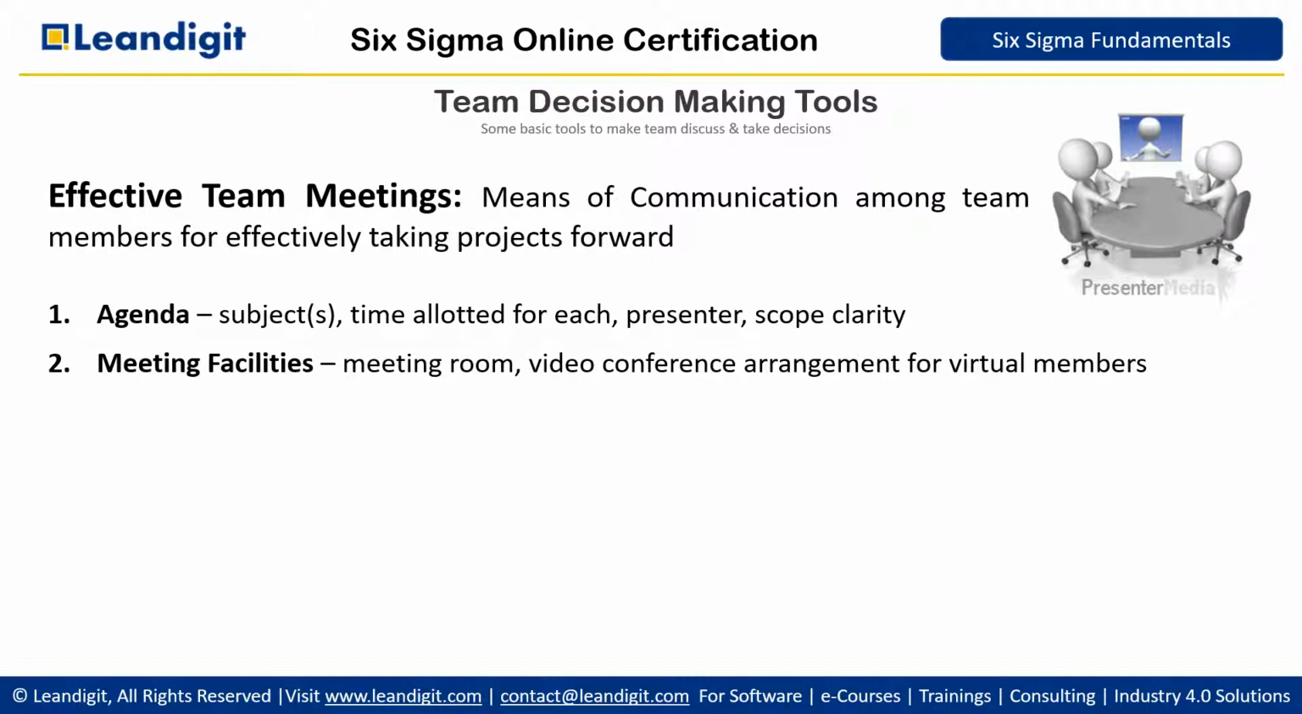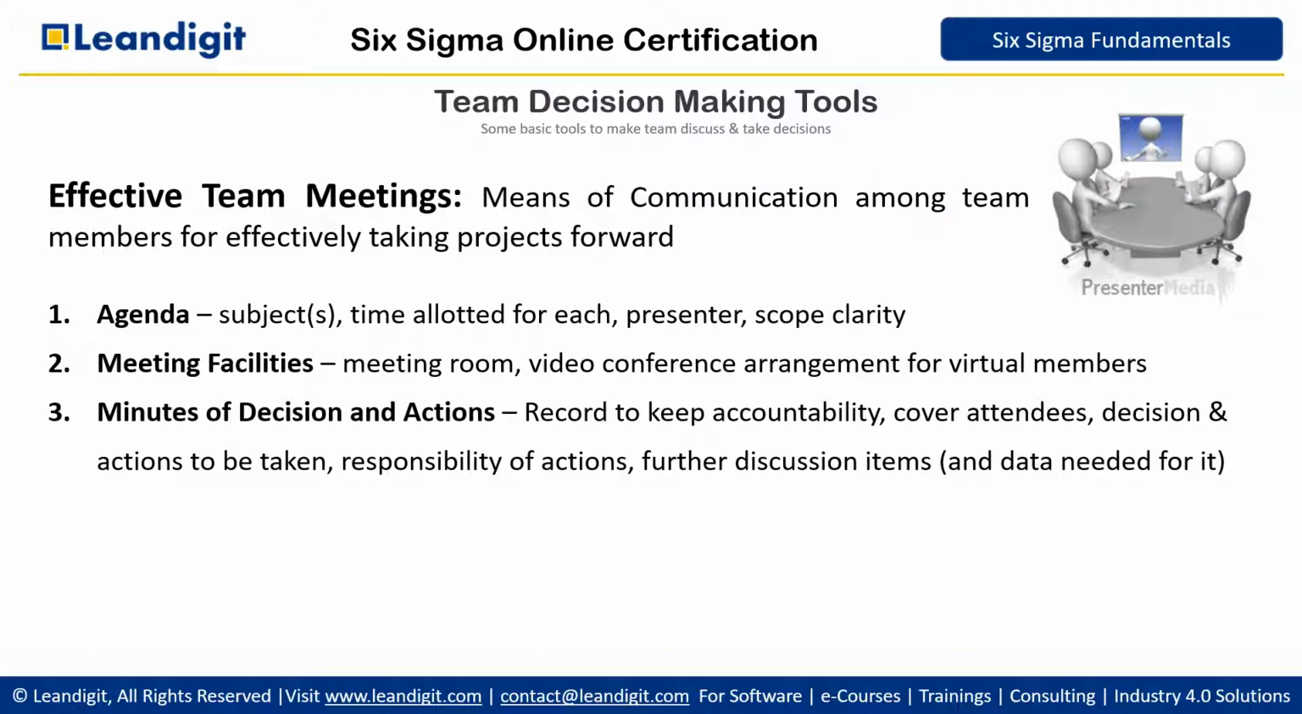The second important thing is the meeting facilities, like a meeting room and video conference for virtual members, which are arranged so that it does not become a hassle in conducting a meeting or waste time. Minutes of decisions and actions should be recorded for each meeting. Accountability should be fixed. The minutes should also cover who the attendees are, what decisions were taken, responsibilities for the actions, and the further discussion items for which additional data is needed and what data is needed.